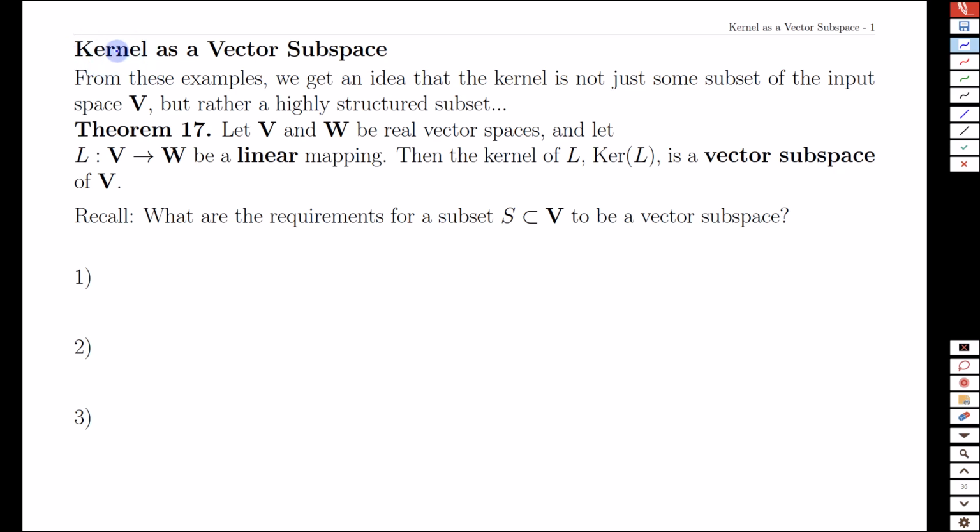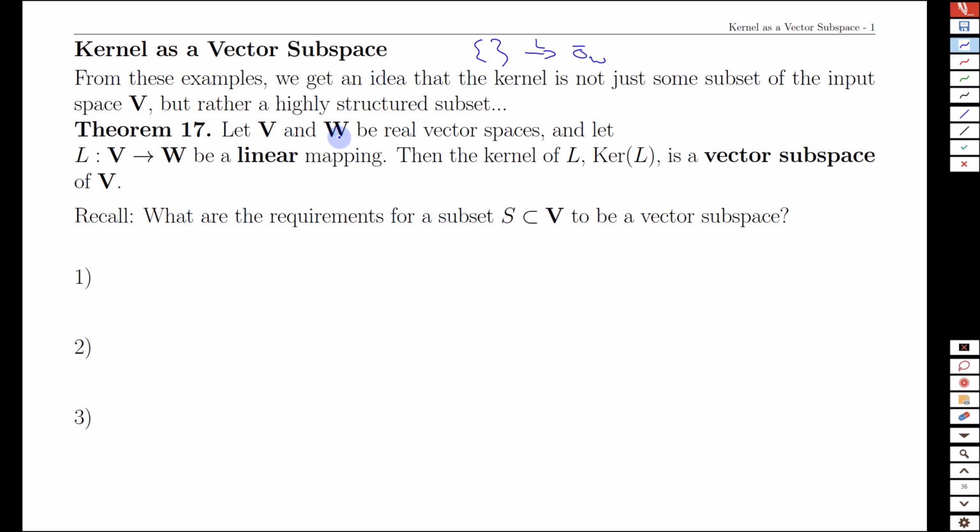As we think about the kernel further, again, the kernel is all the points that map through that linear transform always to the zero vector in our output space. When we've looked at a few examples, we find out that the kernel isn't just some set. It's not some arbitrary set. It actually has some nice structure to it. And specifically, that it's highly structured and probably something like a vector subspace. So we're going to identify that.